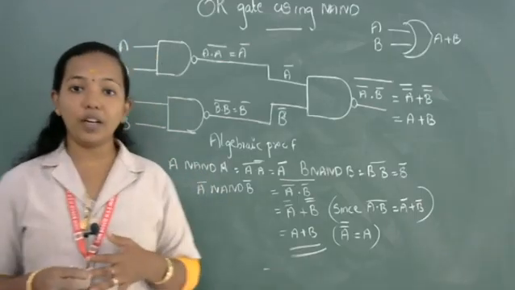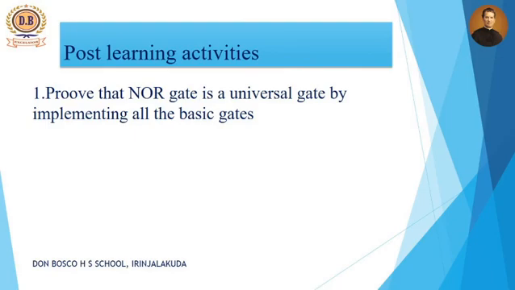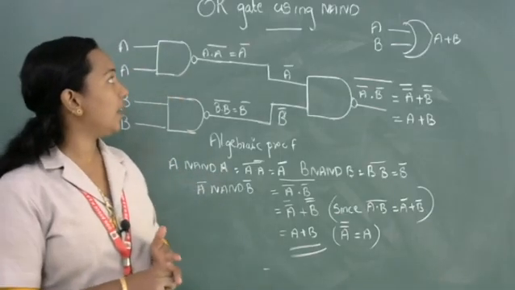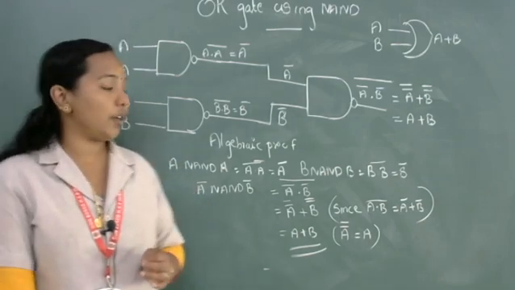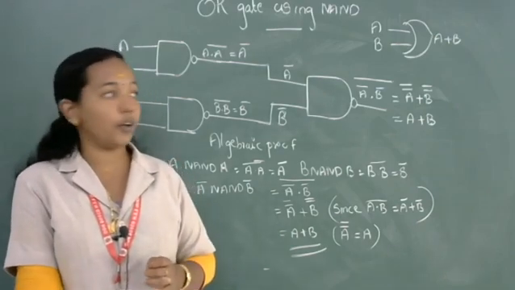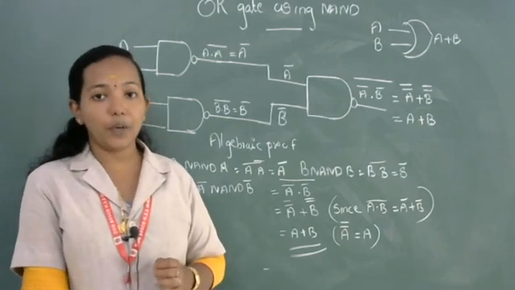Then one homework question I am also going to give. Prove that the NOR gate is a universal gate by implementing all the basic gates. So that's why it's a very important question. You want to write the question in your notebook. All these you want to write in your notebook. It's very important. Hope you understood.